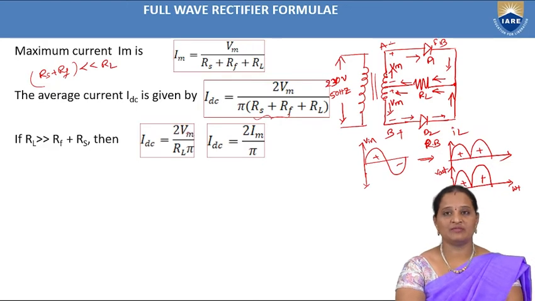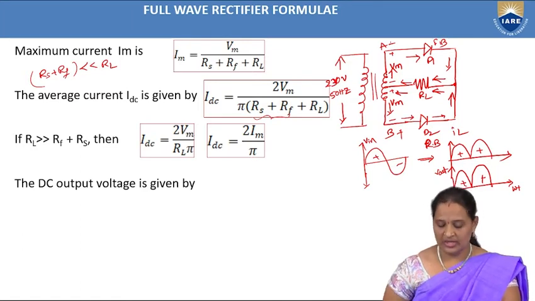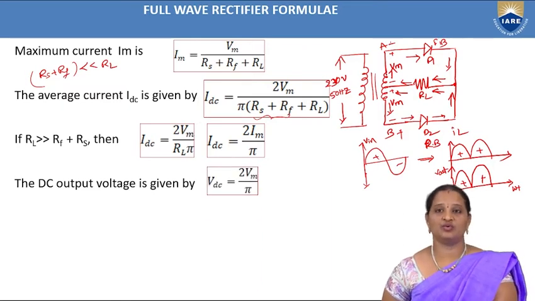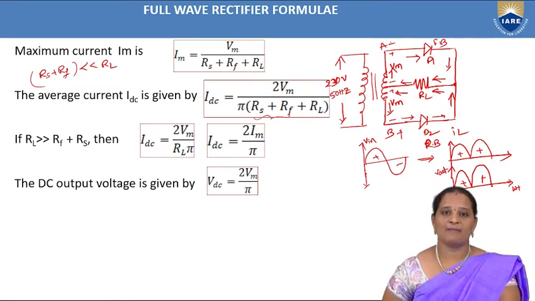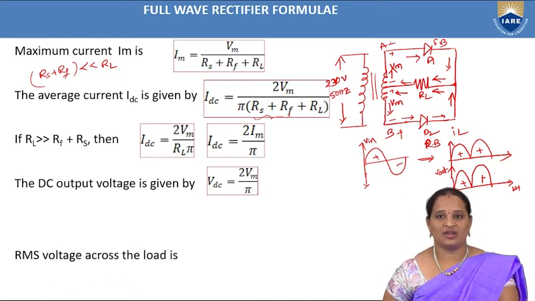Or else in terms of current, we can also write it as IDC equals 2 Im by pi. Next, the DC output voltage is given by VDC, which is 2 Vm by pi, where Vm is the maximum voltage across the two halves of the secondary winding.